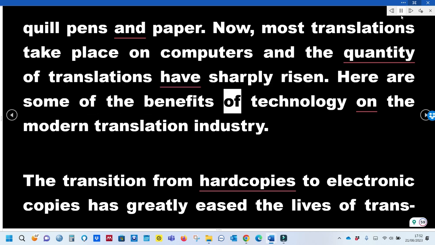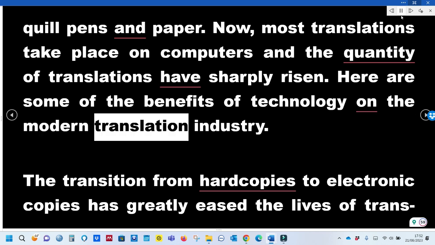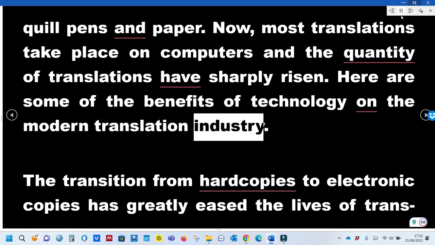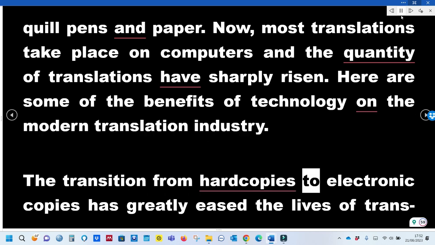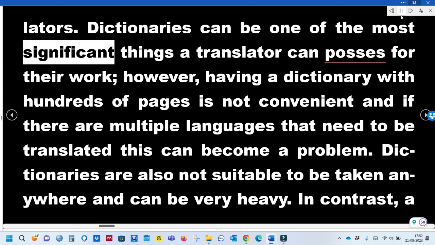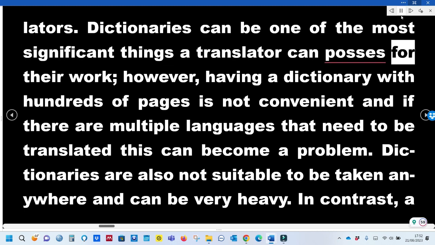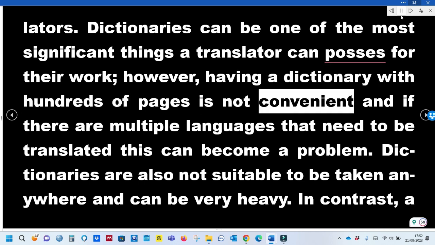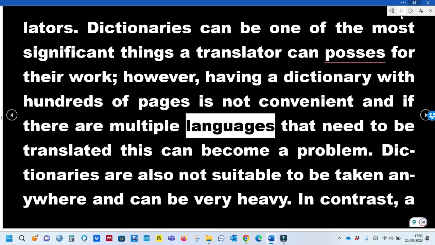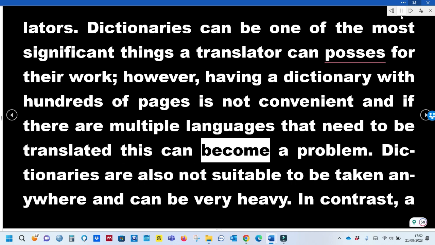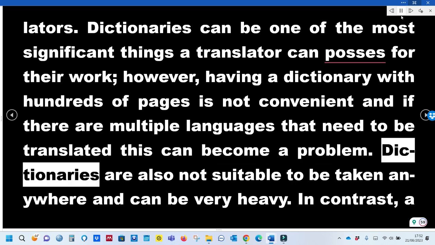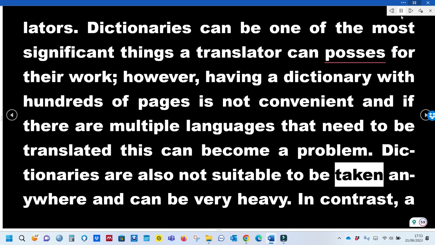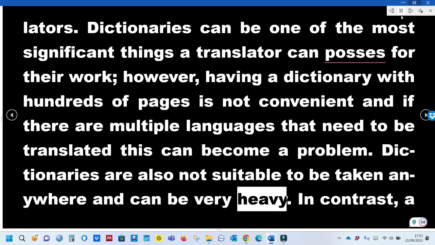Here are some of the benefits of technology on the modern translation industry. The transition from hard copies to electronic copies has greatly eased the lives of translators. Dictionaries can be one of the most significant things a translator can possess for their work. However, having a dictionary with hundreds of pages is not convenient, and if there are multiple languages that need to be translated, this can become a problem. Dictionaries are also not suitable to be taken anywhere and can be very heavy.